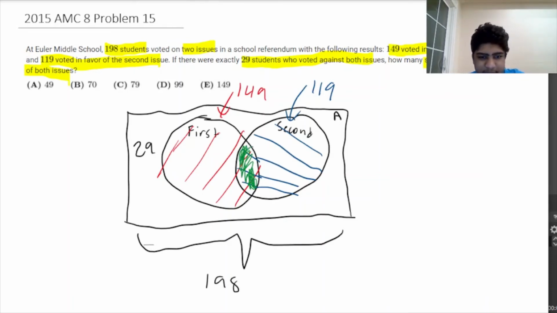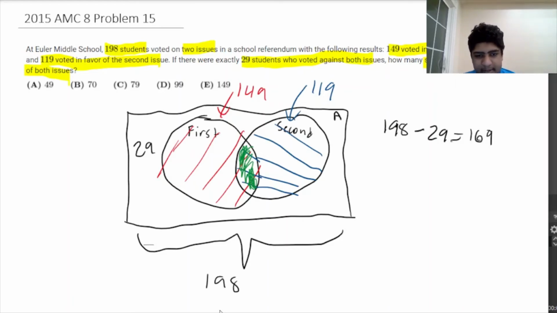Now, in order to do that, we need to use the information that there are 198 total students. So we know that there are 198 total, but we already have these 29 that voted against both issues and are unaffected by the intersection. So we can just subtract that to get that the total number of students who voted for at least one issue is going to be 169.